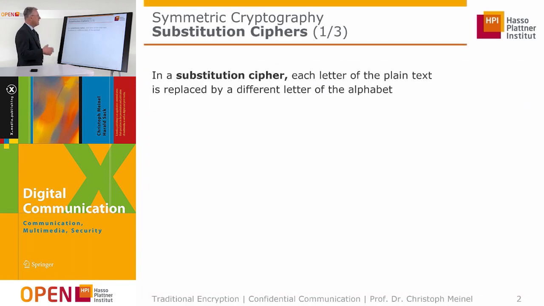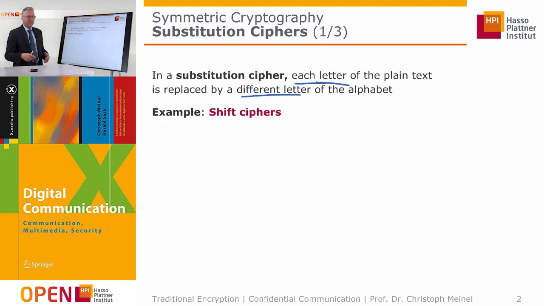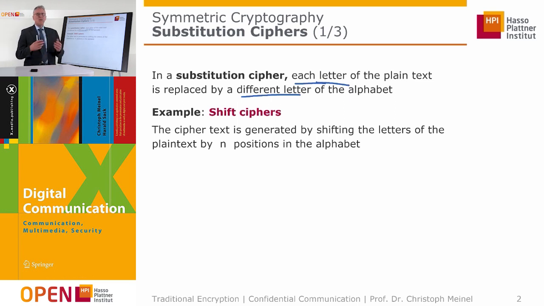Let's start with the substitution ciphers. This is a group of ciphers, and in the substitution ciphers, each letter, each character of a plain text, is replaced by a different letter of the same alphabet, and the alphabet we are using is the Latin alphabet with 26 letters. A special case of the substitution cipher is the so-called shift cipher, and there are also several shift ciphers.